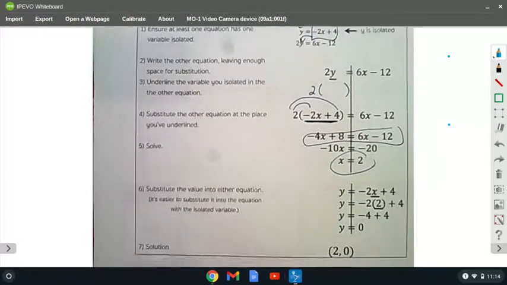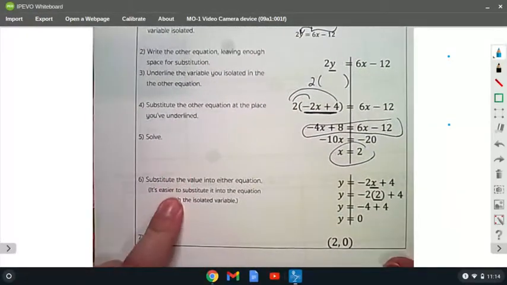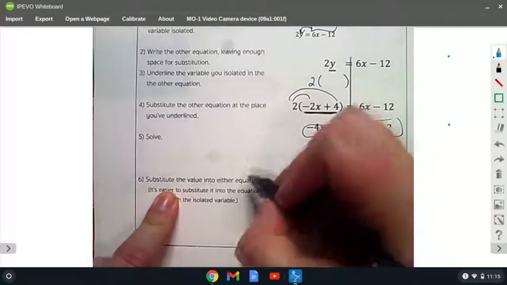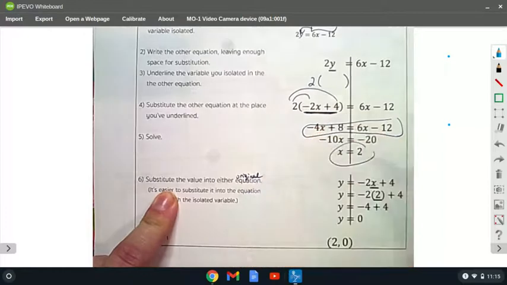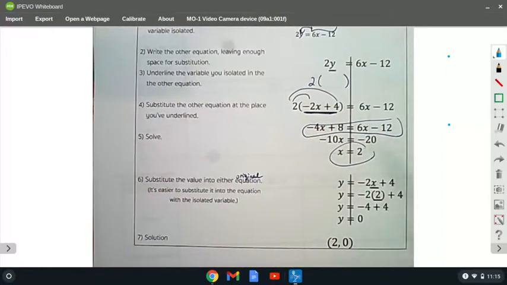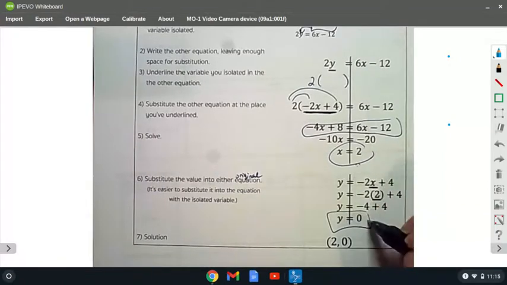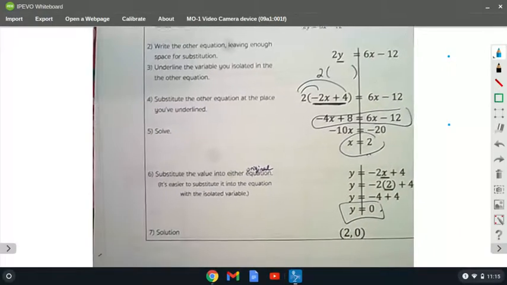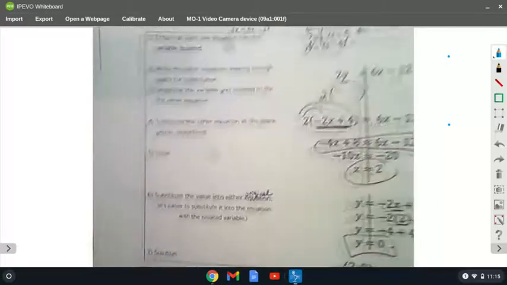Once you've solved, you can then move to step 6, which is to substitute the value into either original equation. I like to say original because sometimes we alter equations. So they look like they chose the first one, y equals -2x plus 4. We know now that x is 2, so they just plugged that 2 in for x and solved for y, and they got 0. So then they have your x and your y, and you have to always write your answer as an ordered pair. Okay? So now that's their quick example.